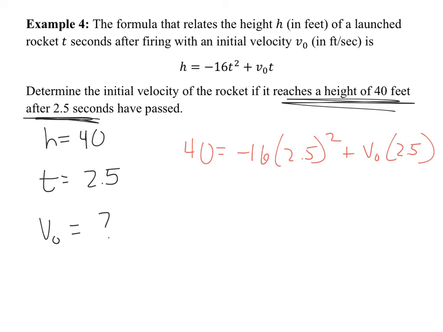That's what my equation looks like to start. I'm going to square my 2.5. I'm going to multiply by negative 16. All right, square the 2.5, multiply by negative 16. What do you get when you multiply those? 2.5 squared times negative 16.